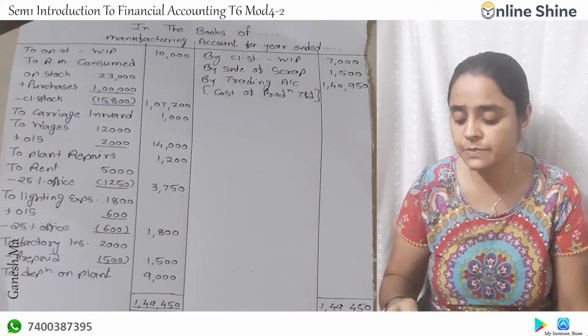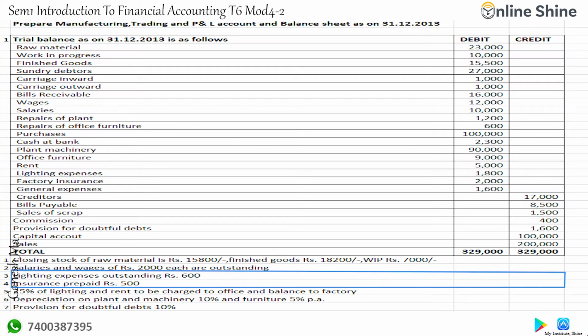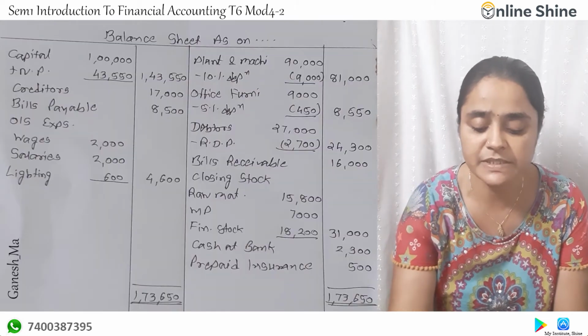Come to the third adjustment. Lighting expenses are outstanding rupees 600 and insurance is prepaid rupees 500. Now here one expense is outstanding, one expense is prepaid. Now outstanding expense, same effect. Go to your balance sheet, outstanding expense of rupees 600.